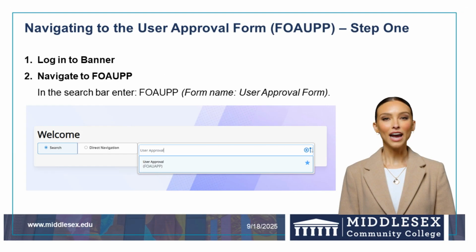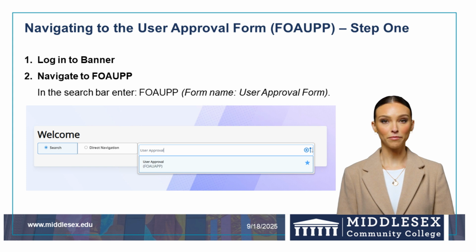Now let's take a look at how to navigate to the user approval form in Banner. First, log into Banner, then navigate to FOAUPP. In the search bar or form field, enter FOAUPP. This is the user approval form. This form allows you to manage approvals for purchase orders and requisitions within your department.